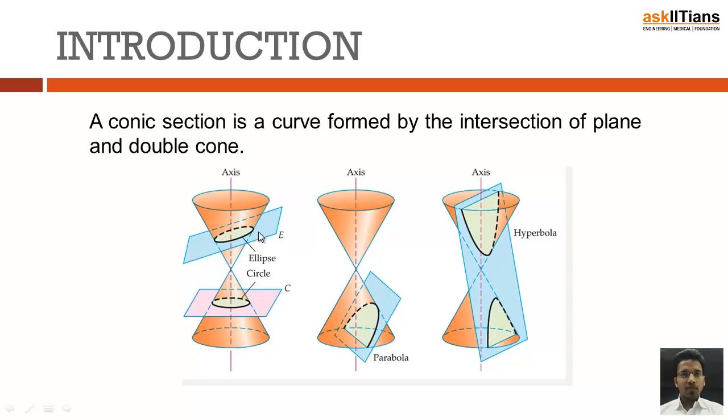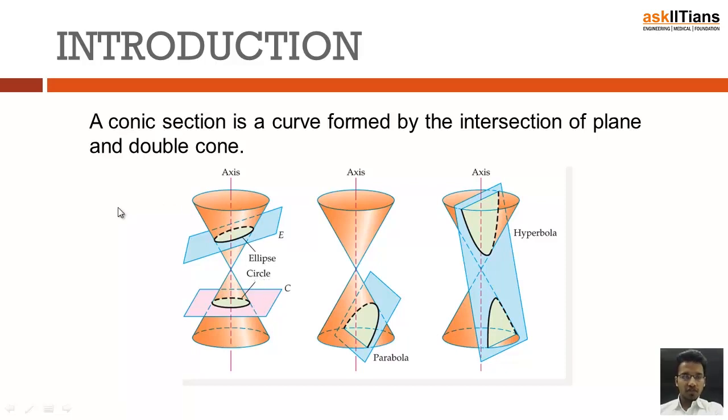When we incline the plane to some angle, it becomes an ellipse, and as we increase the inclination and it becomes parallel to the slant height, we get a parabola, which we are going to study in detail in this video presentation. And the last one is the hyperbola, which is when we are cutting it perpendicular. We'll see this in more detail in the next slide, how these conic sections are cut.